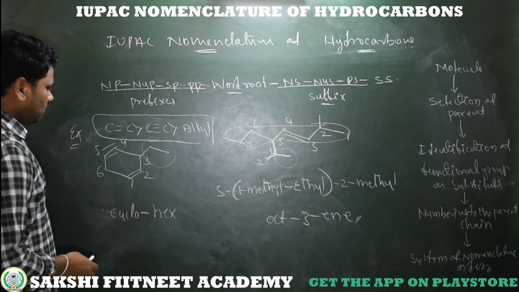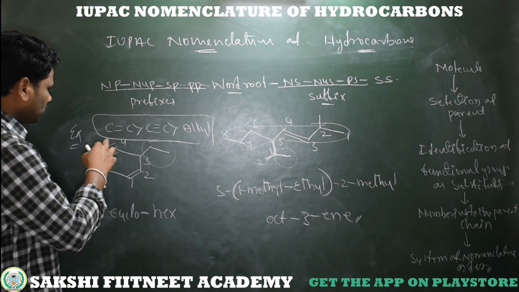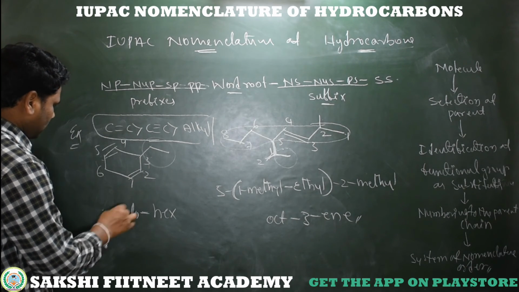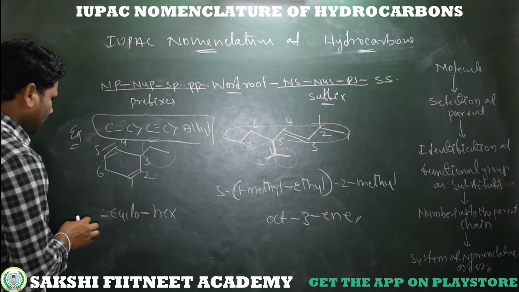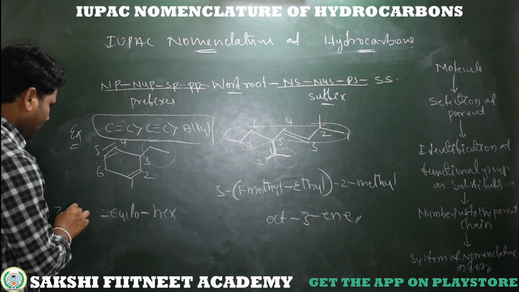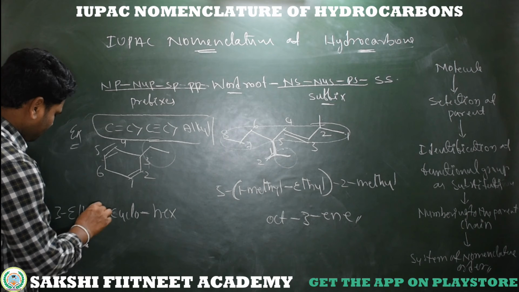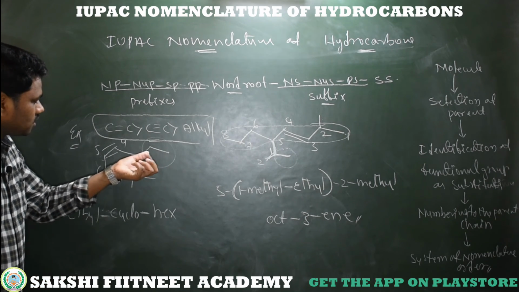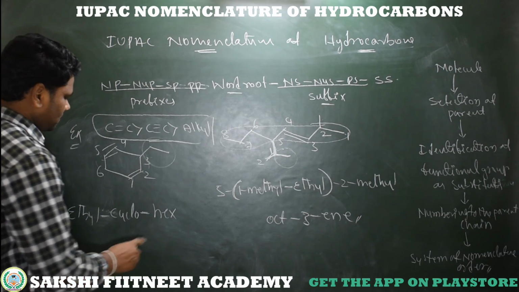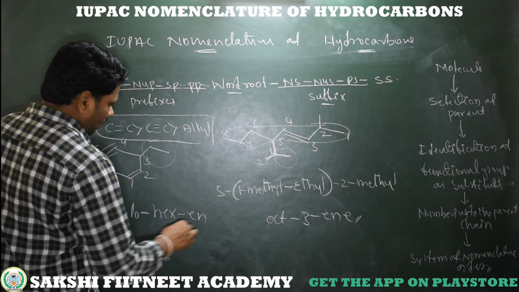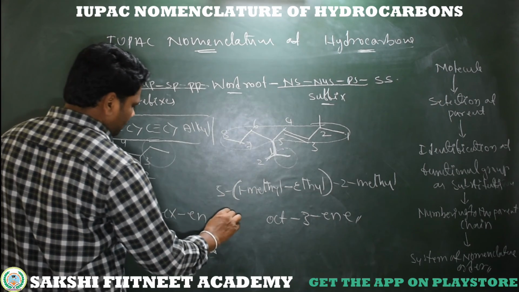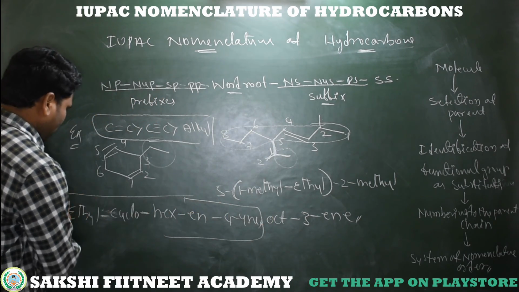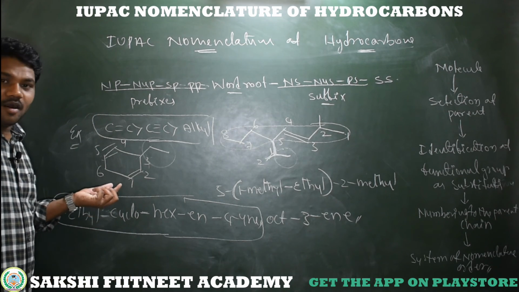So at third position we have the ethyl group, at fourth position the triple bond, and at first position the double bond. Before cyclo we should write the substituent name, taking the number prefix, that is 3. What about the carbons in that alkyl group? Ethyl. See, 2 carbons are there, so it becomes the substituent ethyl. 3-ethylcyclohexa-1-en-4-yne. So this is the IUPAC nomenclature of this compound.